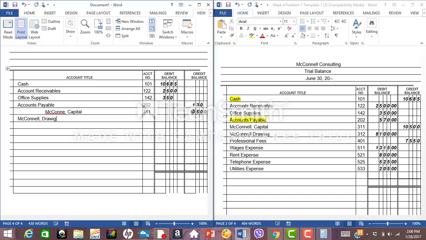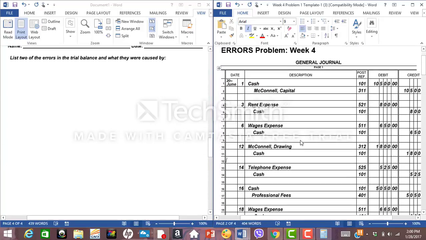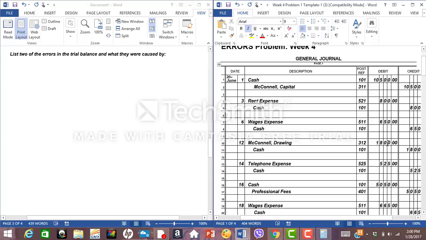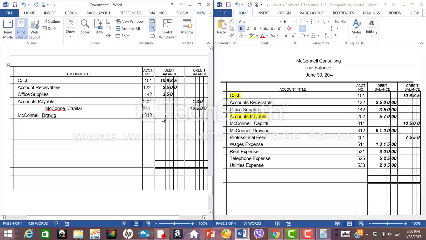Drawing. Drawing is 312, and you have a drawing of $8,100. Let's see if it's $8,100, because it seems like a very big amount. All right, drawing. Okay, it is $1,800. So it's $1,800, and you would debit that. 1,800. So that's another mistake.